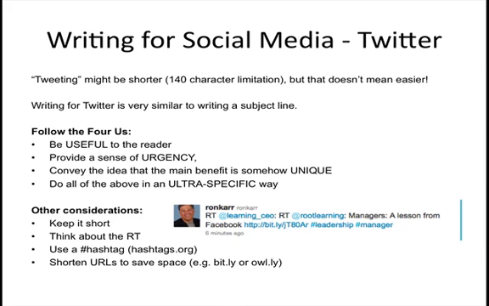You want to convey the idea that the main benefit is somehow unique. So if I'm offering a sale and you're offering a sale, why is my sale better or different? If this is information that's been talked about a lot, industry information about email, for example, how is this information better than the last information that was given? And then the last one here is do all of the above in an ultra-specific way. So it has to be super applicable, and you really need to stand out. There's so much information flying around on Twitter. They're so short, these little tweets, and they happen at such a rapid pace that it needs to be specific and stand out so that it's not missed.